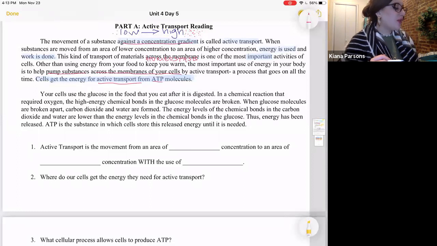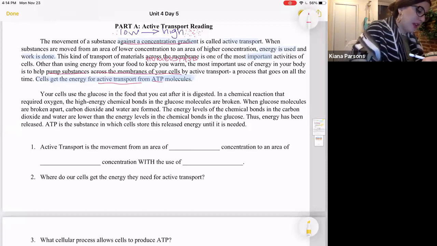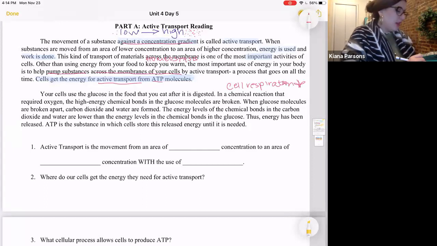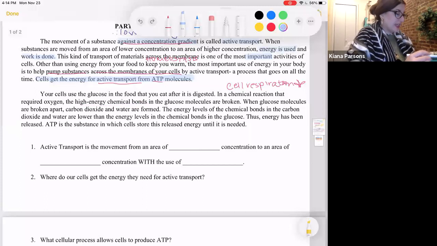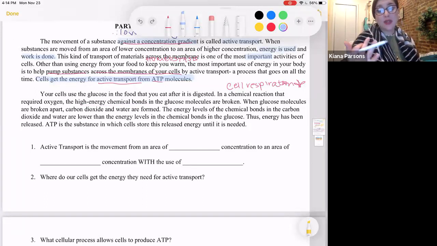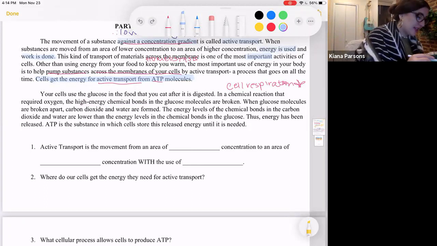Your cells use the glucose in the food that you eat after it is digested. Oh, we're about to talk about cellular respiration. In a chemical reaction that requires oxygen, the high energy chemical bonds in the glucose molecules are broken. Because we talk about that all important ATP, baby. The energy, folks, it's in the bonds. If you've ever seen Arrested Development, the money is always in the banana stand. The energy is always in the chemical bonds.